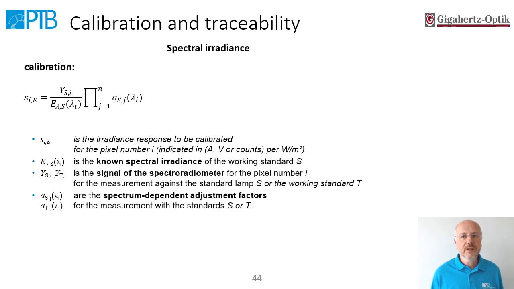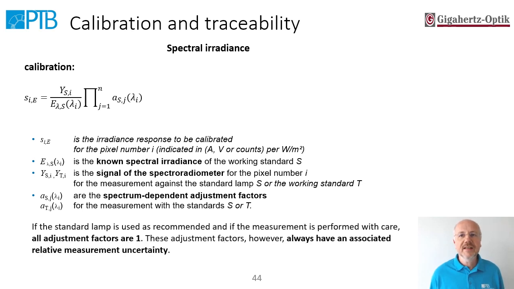The responsivity of the spectroradiometer is mainly the ratio of the corrected measurement results divided by the known spectral irradiance of the standard lamp. This equation is extended by several adjustment factors which take into account the influences determined during the characterization. If they have already been taken into account during data processing, the factors are mostly 1. However, they all have measurement uncertainty that must be taken into account.